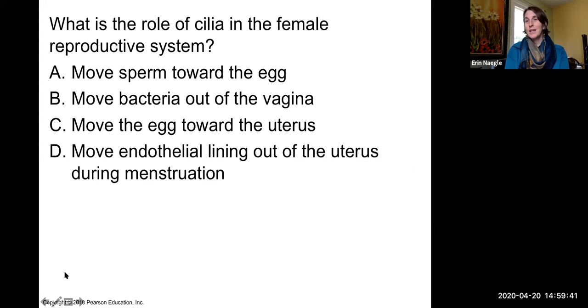Okay, so that concludes our content on the female reproductive system. So I thought I would end with a few questions. What is the role of cilia in the female reproductive system? A, move sperm toward the egg. B, move bacteria out of the vagina. C, move the egg toward the uterus. Or D, move endothelial lining out of the uterus during menstruation. What do you think?